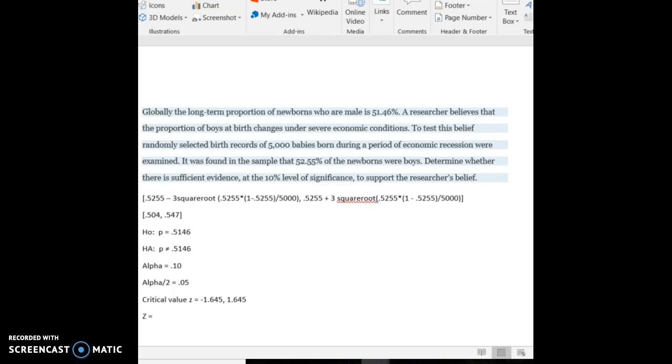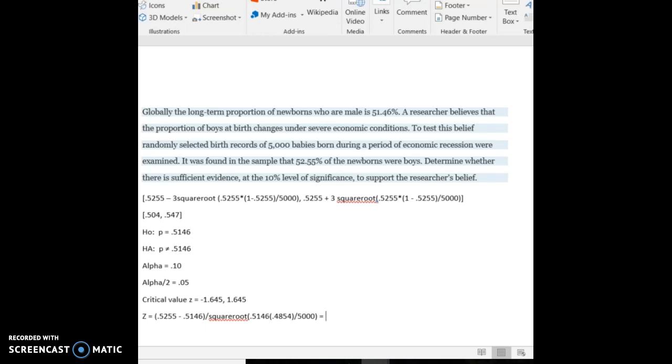All right, so we're going to have p hat, which for us was 0.5255. Oops, let me put some parentheses here. Minus the null, 0.5146, divided by the square root of our null hypothesis value. So I'm going to do square root. P0 is 0.5146. And then if we find the Q for that, 1 minus 0.5146 ends up being 0.4854. And we want to divide that by the number of babies we had in this sample, 5,000.